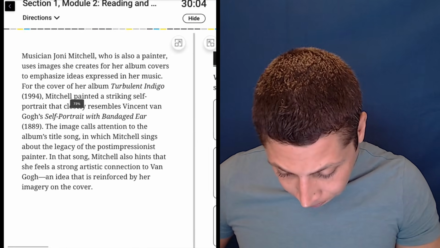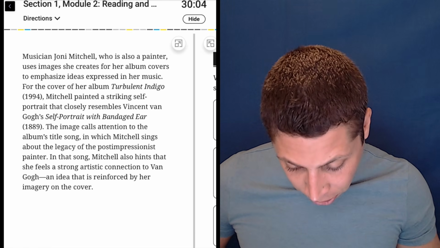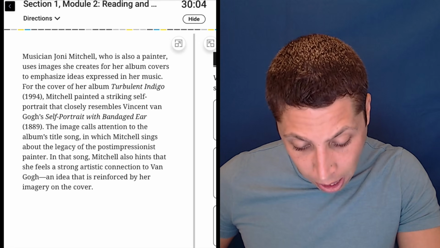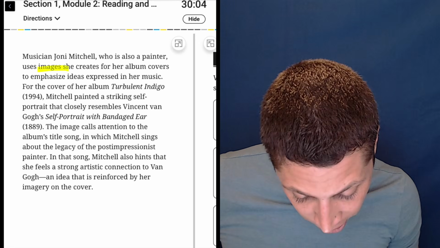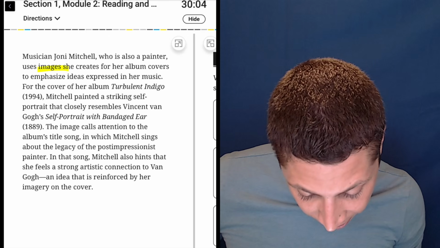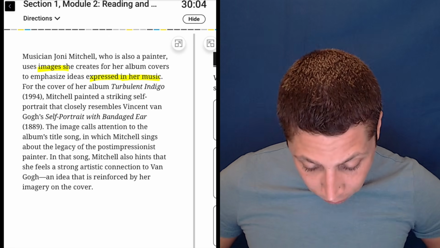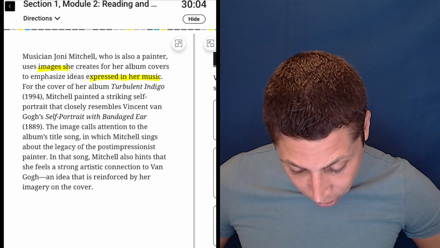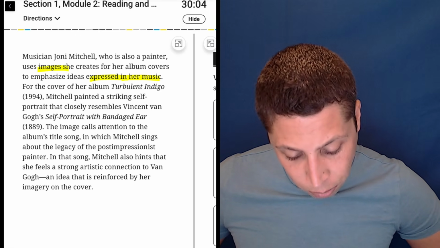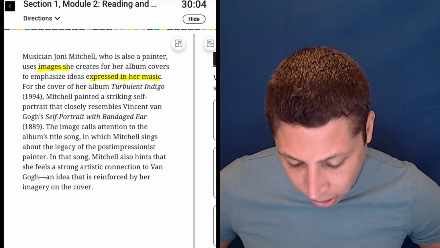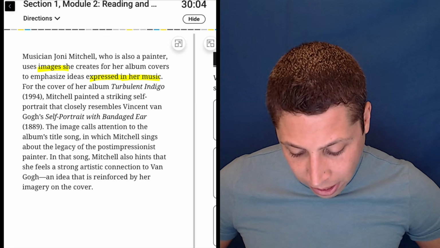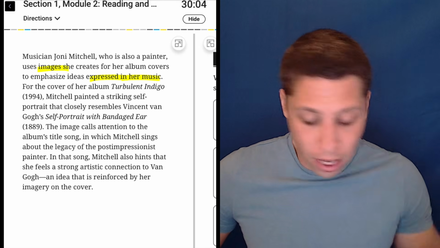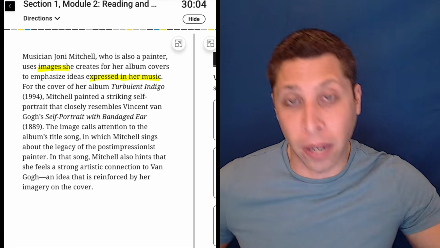Okay, overall structure. "Musician Joni Mitchell, who is also a painter, uses images she creates for her album covers to emphasize ideas expressed in her music. For the cover of her album," okay, so let me just highlight that. Images to emphasize ideas expressed in the music. Okay. "For the cover of her album, blah, blah, blah, she painted a striking self-portrait that closely resembles this. The image calls attention to the album's title song, in which Mitchell sings about the legacy of the post-impressionist painter. In that song, Mitchell also hints that she feels a strong artistic connection to Van Gogh, an idea that is reinforced by her imagery on the cover." This is just a blank statement followed by an example, okay?